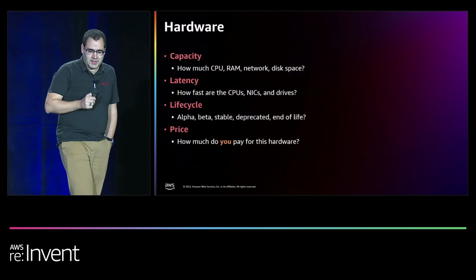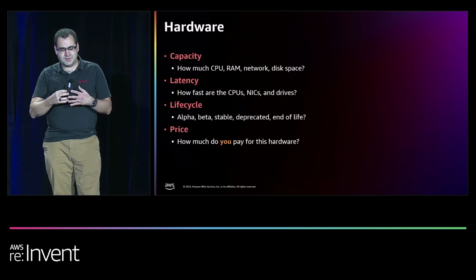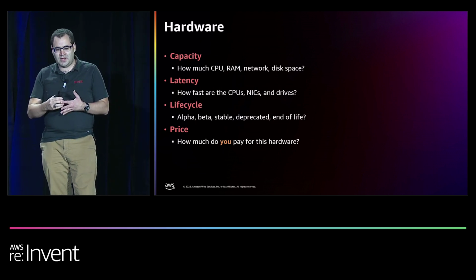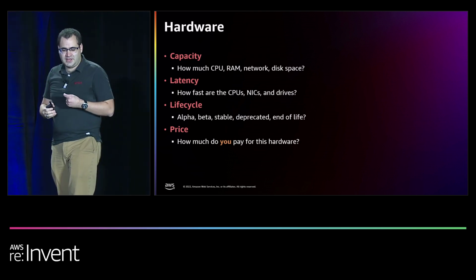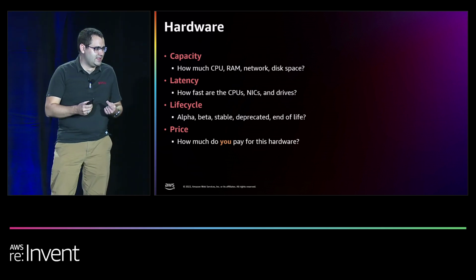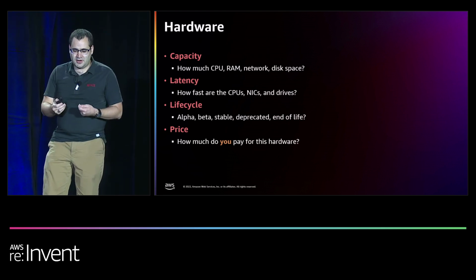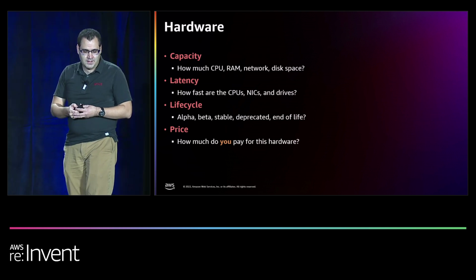Well, the way that we're going to do that is we're going to dive in and break it down. At first, we're going to answer concretely how much CPU, RAM, network, and disk space are actually on these computers. And then we're also going to look at how fast those CPUs, NICs, and hard drives are. Because the reality is that not all CPUs are created equal, not all hard drives are the same speed, and networks are certainly not all the same.